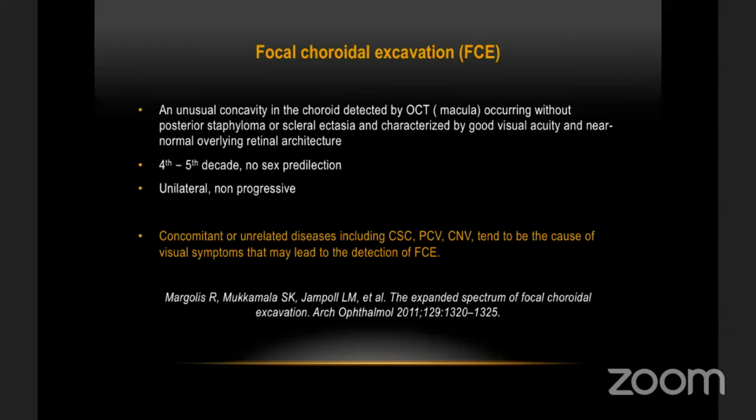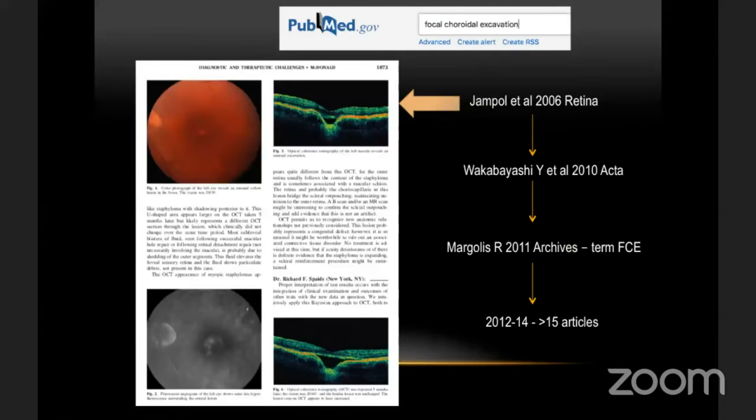However, more often it is picked up in the presence of a concomitant or unrelated disease, which may be central serous chorioretinopathy, polypoidal choroidal vasculopathy, any type of CNVM. And these are the cause of the visual symptom that lead to the detection of an FCE on OCT.